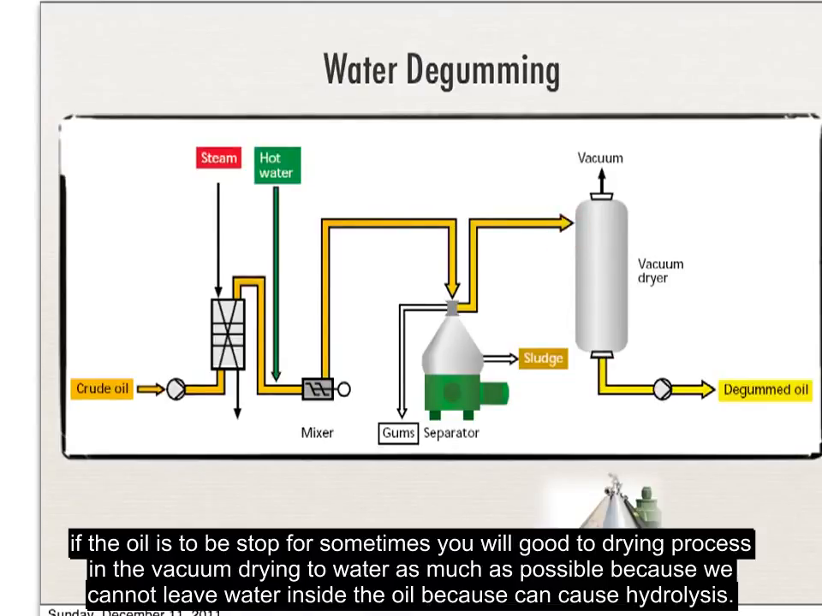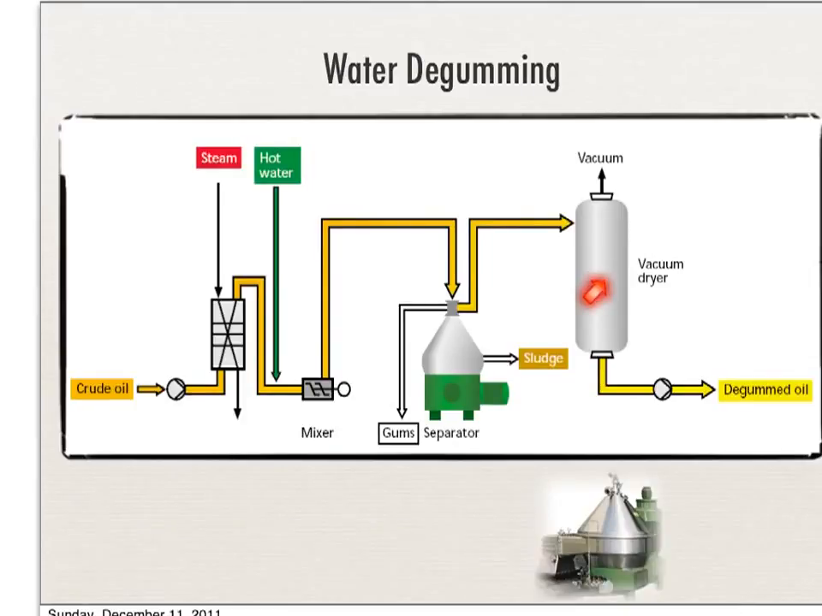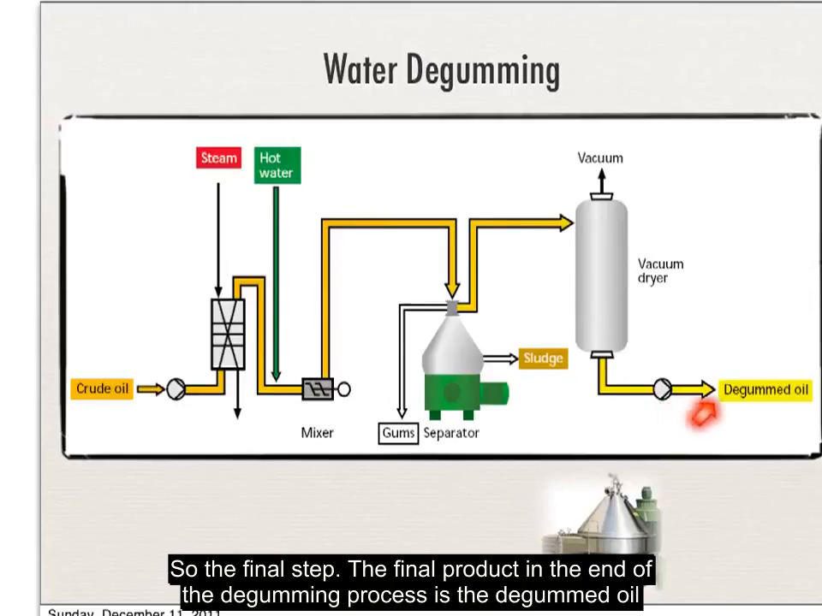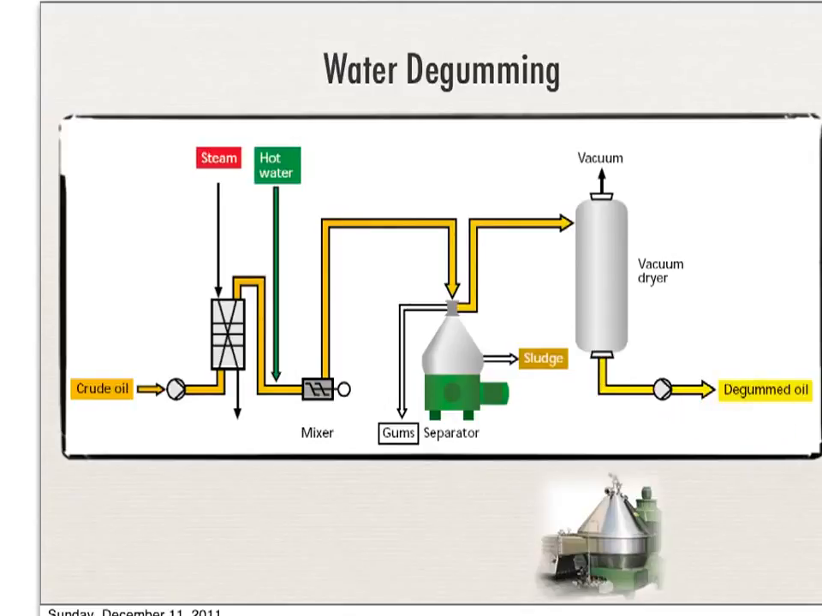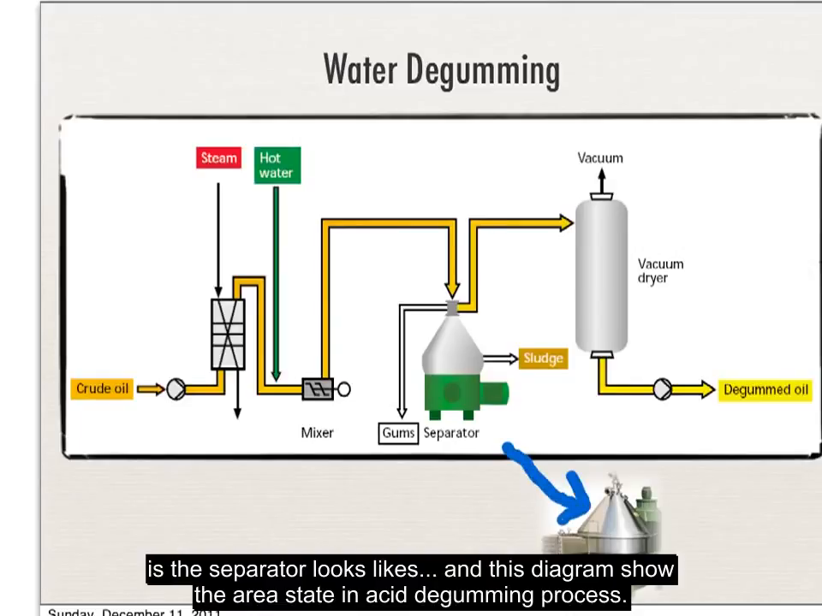The oil can go directly to the next refining process, or alternatively, if the oil is to be stored for some time, it will go through the drying process in the vacuum dryer to remove the water as much as possible, because we cannot leave the water inside the oil because it can cause hydrolysis. So the final product at the end of the degumming process is the degummed oil. And the picture down here shows how the separator looks.